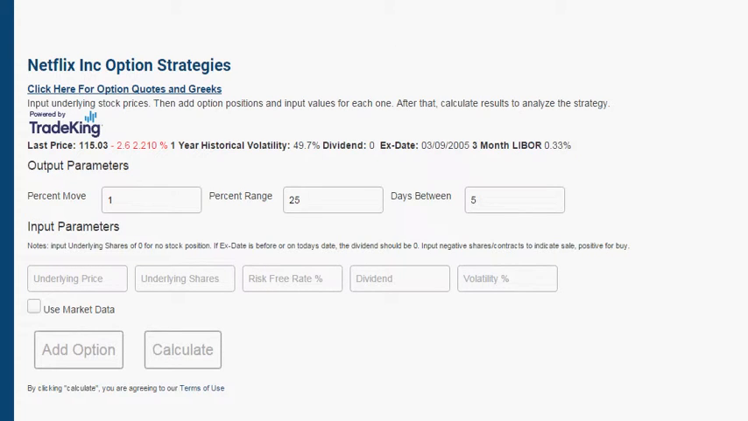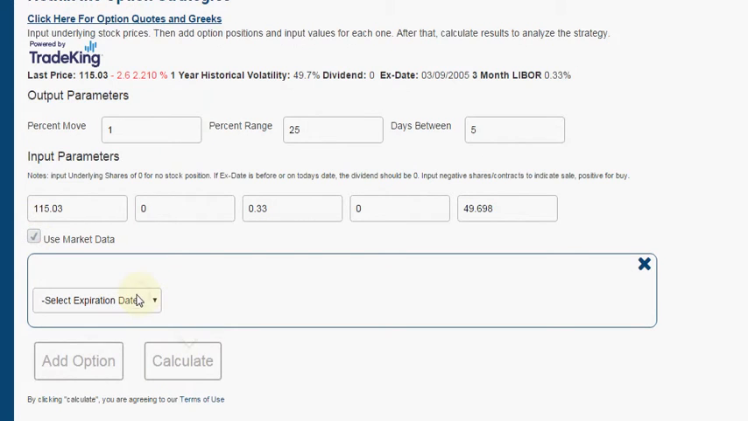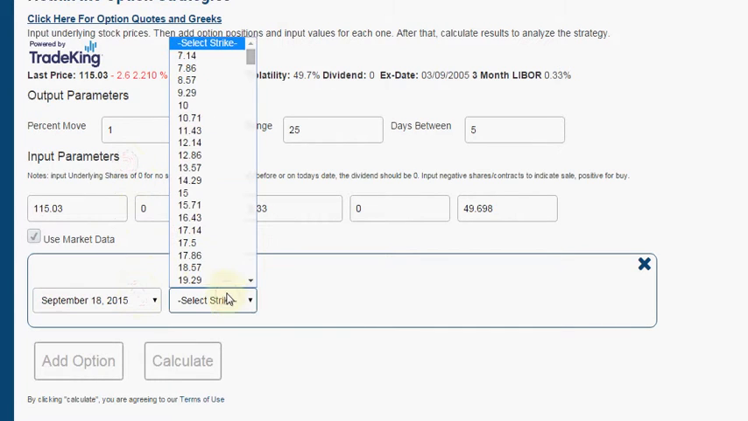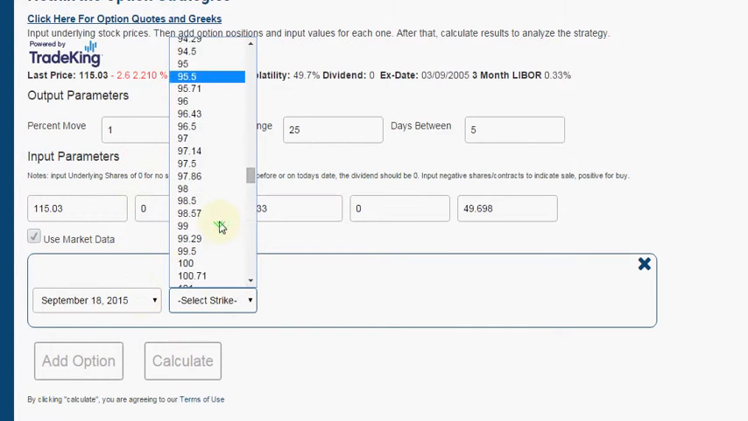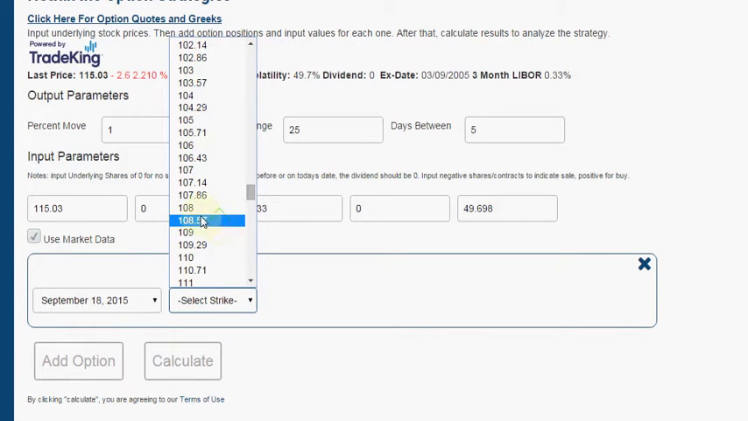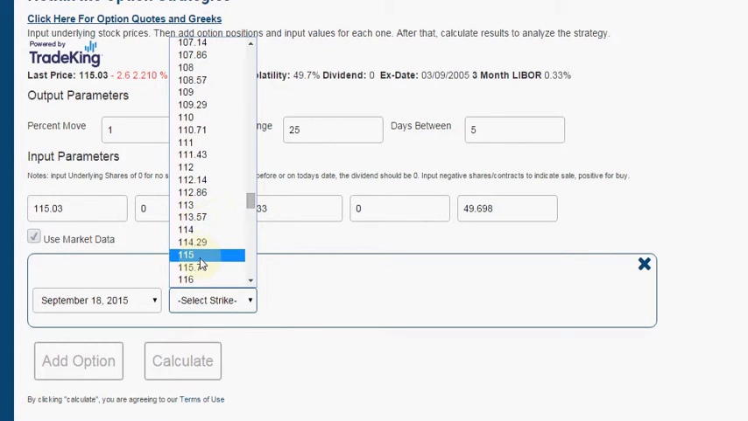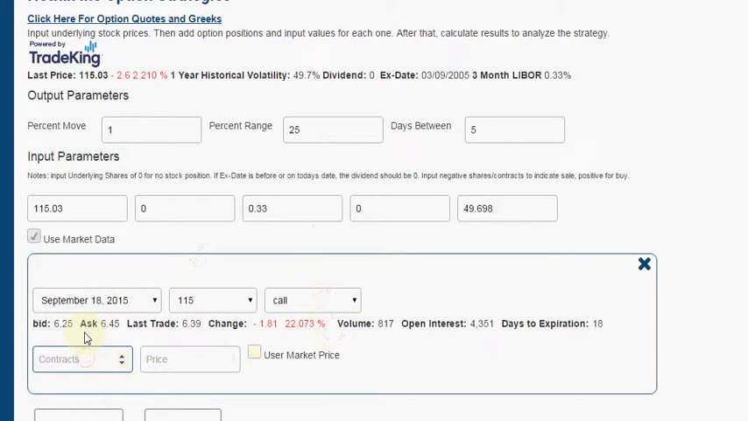Hello, I'm back, and in this video I'd like to explain another one of the features that we've added to the analytical tool at Option Strategies. What I'm going to do is add just one option position, a 115 call, and I'm going to only have one contract, and I'm going to use a price of 5.08, and you will see why in a moment.